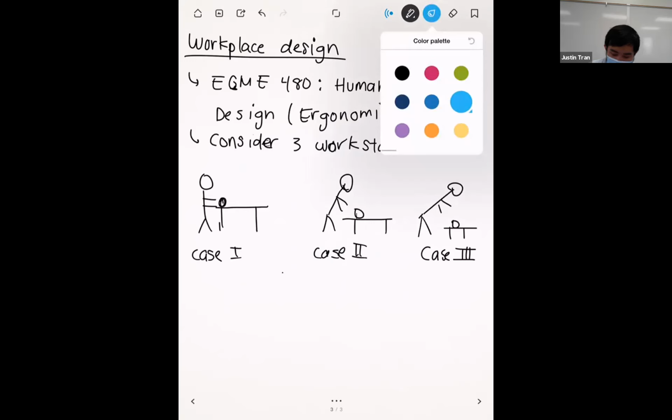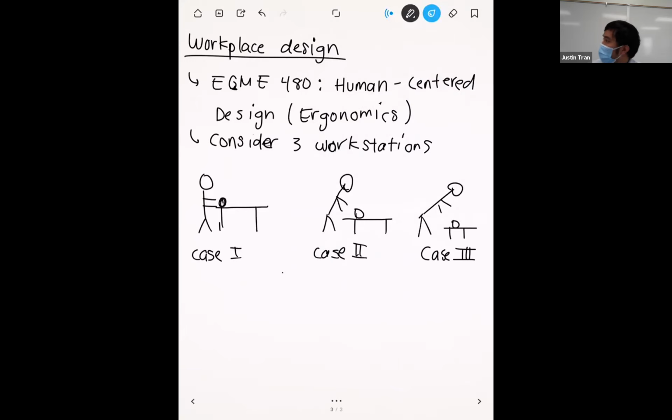The way we're going to characterize these is by the angle at which the back has to bend over. Each of these cases will have a different angle theta through which the body has to bend over to perform the work.